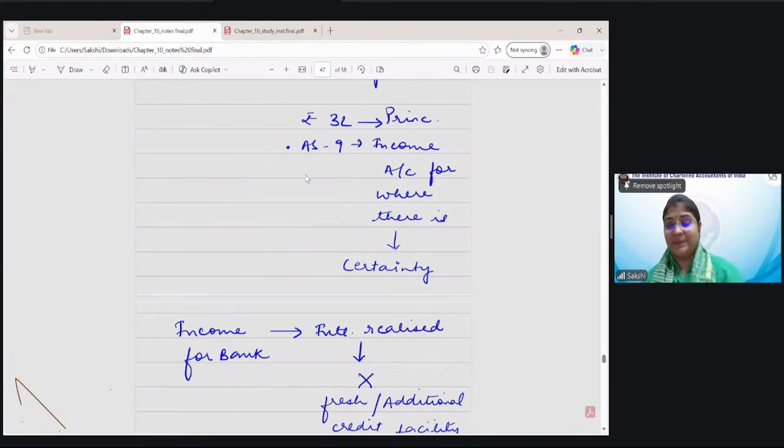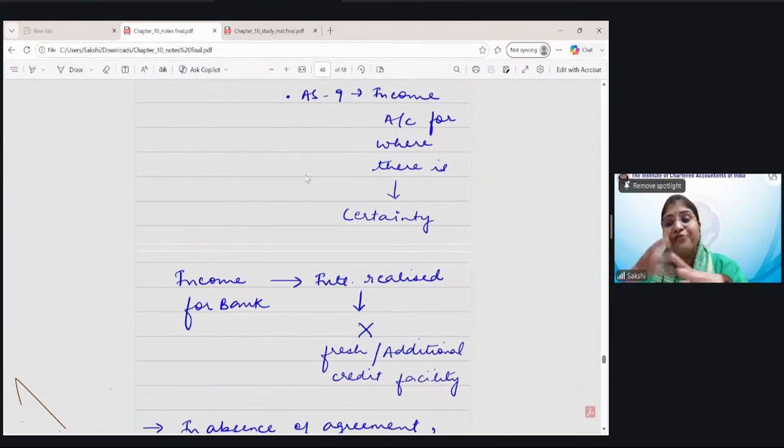But it says that for this interest to be given to the bank, no fresh or additional credit facility is taken. Are you understanding? It simply means 3 lakhs you have paid towards the principal. Now 7 lakhs is left. Whatever you will pay again will be adjusted toward principal.